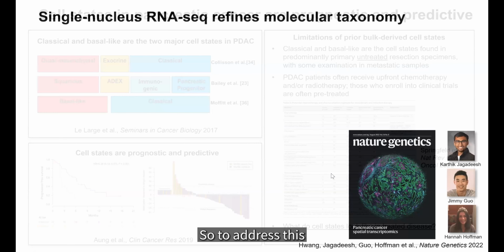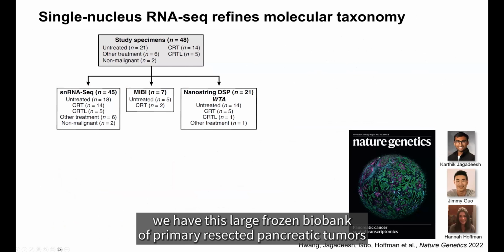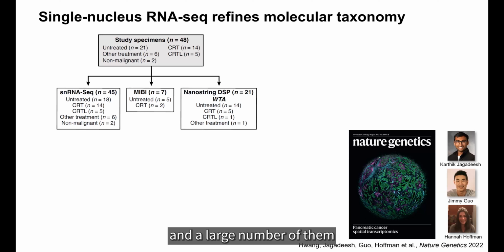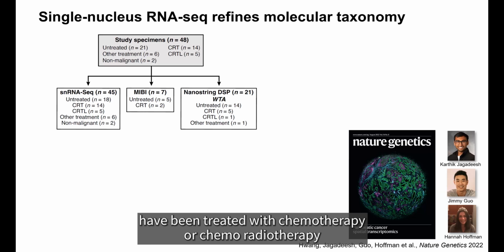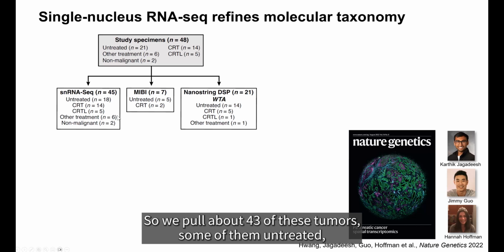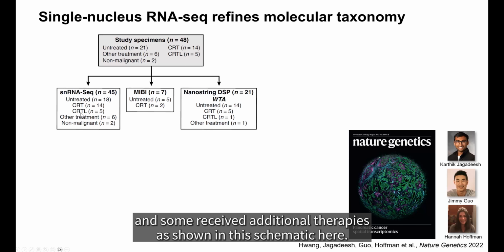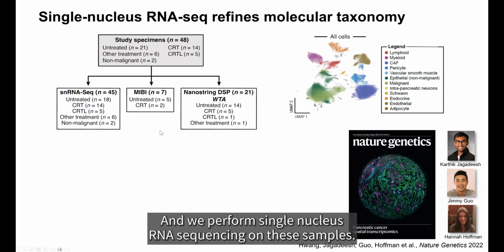So to address this, several years ago, we started a study where at MGH, we have this large frozen biobank of primary resected pancreatic tumors. And a large number of them have been treated with chemotherapy or chemoradiotherapy, and some of them are treatment naive at the time of resection. So we pulled about 43 of these tumors, some of them untreated, some of them received CRT, which stands for chemotherapy and radiotherapy, and some received additional therapies, as shown in this schematic here. And we performed single nucleus RNA sequencing on these samples.